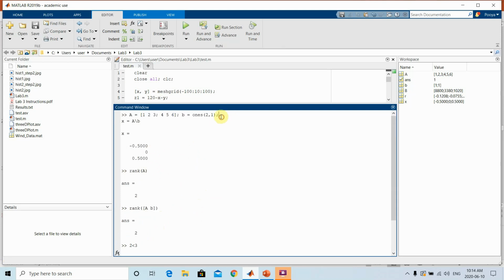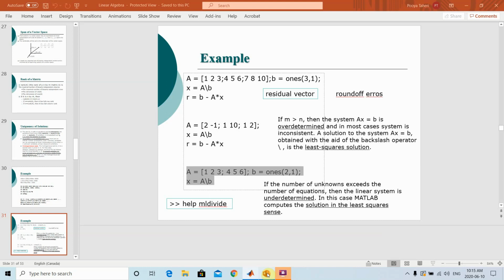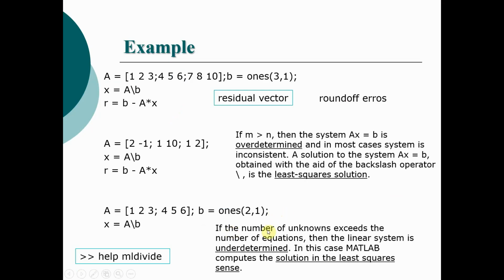So it means that this underdetermined system has infinite number of solutions. The backslash method or the left division method, the Gaussian elimination, would give us only one of these solutions, right? There would be infinite number of solutions. This is one of them. Okay, so if the number of unknowns exceeds the number of equations, then the system is called underdetermined.